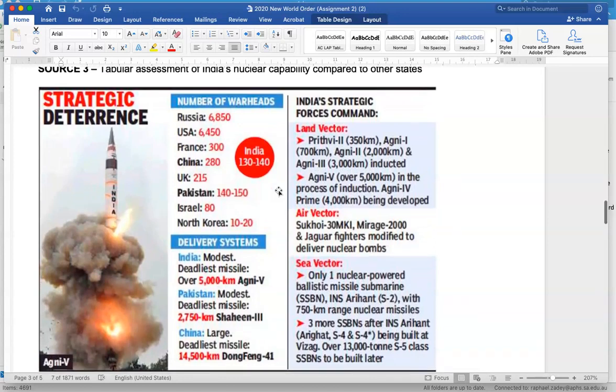In other words, there is limited detail. And I'll give you an example. Source 3 states that Russia has more nuclear weapons, more nuclear warheads than the US. And you see there 6,850 to 6,450. Can an historian, 20 years in the future, rely on this information?